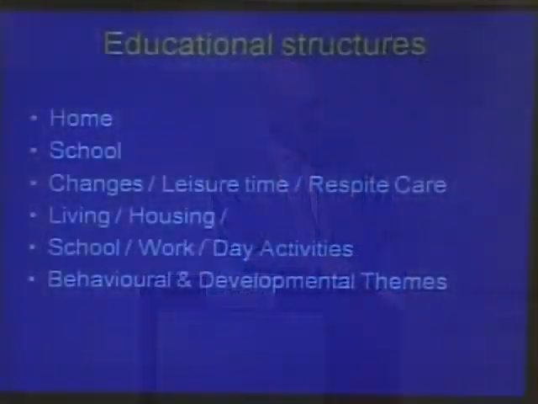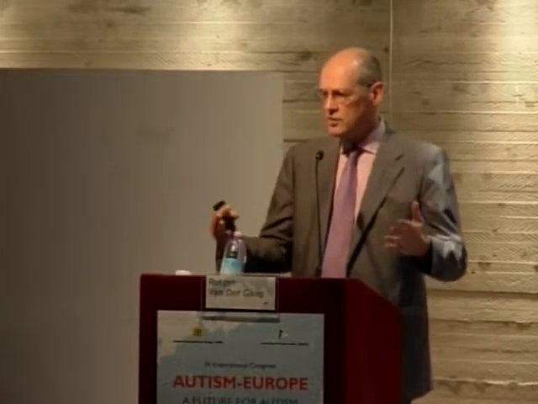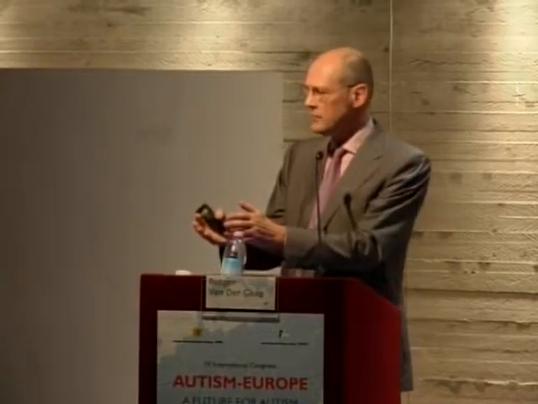Think about living and housing, think about adaptations in work and daycare, and think also, of course, of behavioral and developmental themes. Note that aggression in autism can be a reflection of anxiety far more than aggression just generally. So instead of saying, well, we have to suppress that aggression, think, make a functional analysis to understand why this person, under these circumstances, shows aggressive behavior.